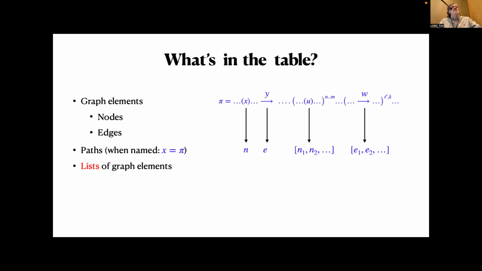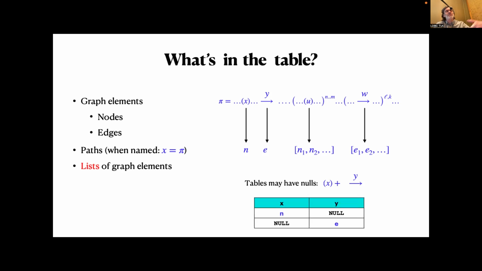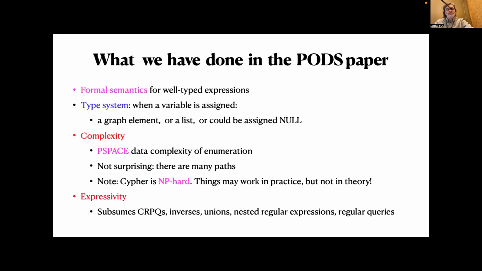It doesn't take long. And this you can really use your definition one, right? So you can study from there. Tables may also have nulls because of disjunction, right? If you match one part of the pattern but not the other, then you get a null.